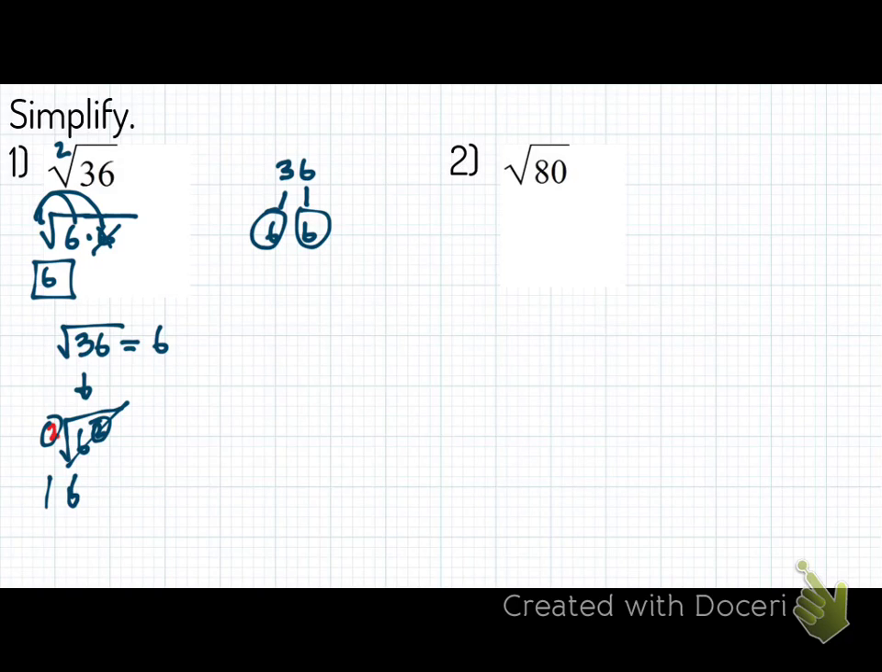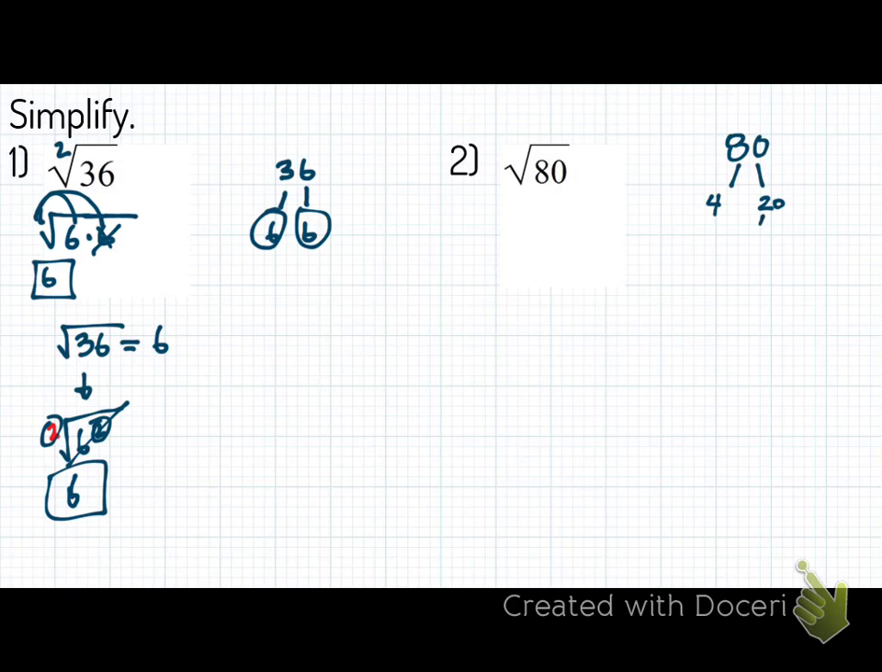Okay, number 2 is a little bit more difficult. Number 2, we have square root of 80. Is 80 a perfect square? No. I know 81 is, but 80 is not. I know that the index is 2 here also, because there's nothing there. So I'm going to have to figure out what numbers multiply to make 80. So I'm going to do a factor tree.